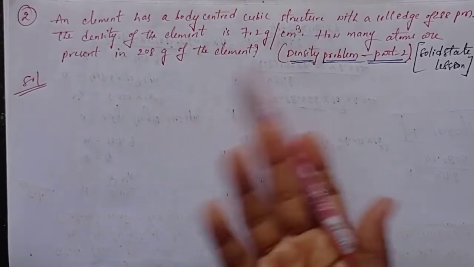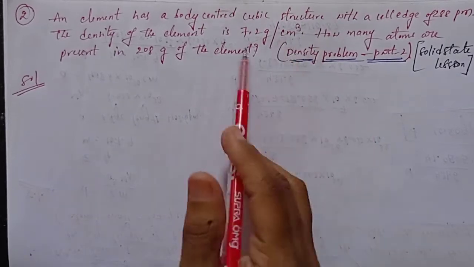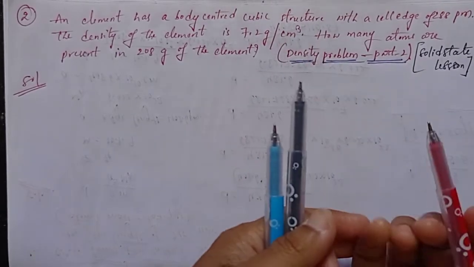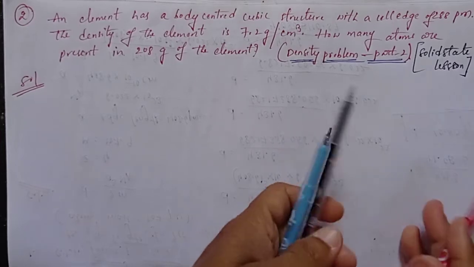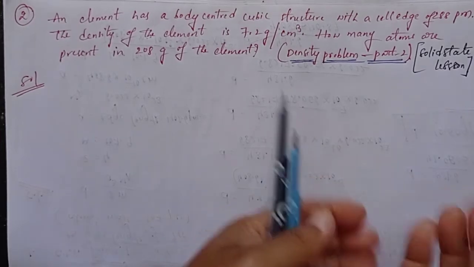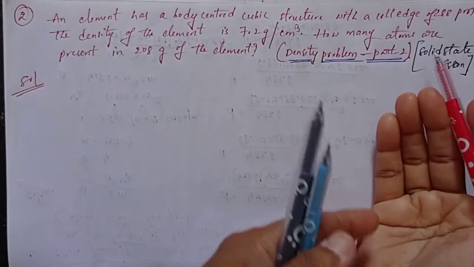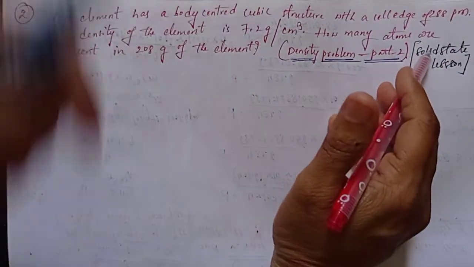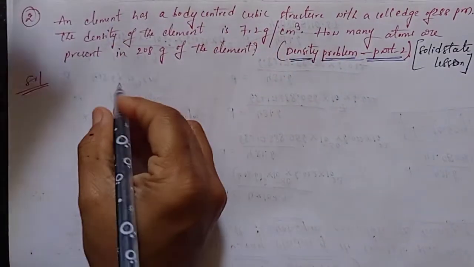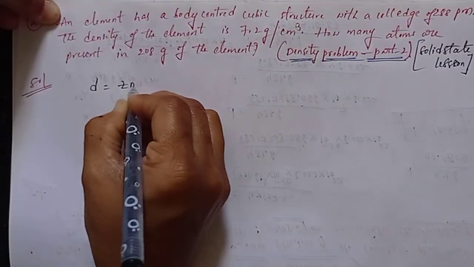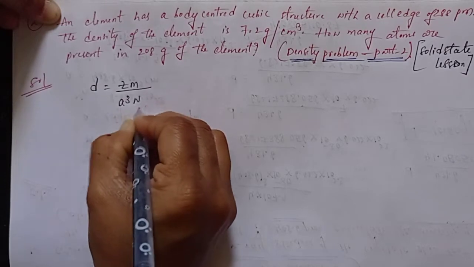So first you have to find the molecular weight of the element. Based on that, in that molecular weight there will be Avogadro number of atoms. In this weight, how many atoms are there, we have to find. Clear? First I'm writing the density formula: density is equal to Z into M by A cube into Na.